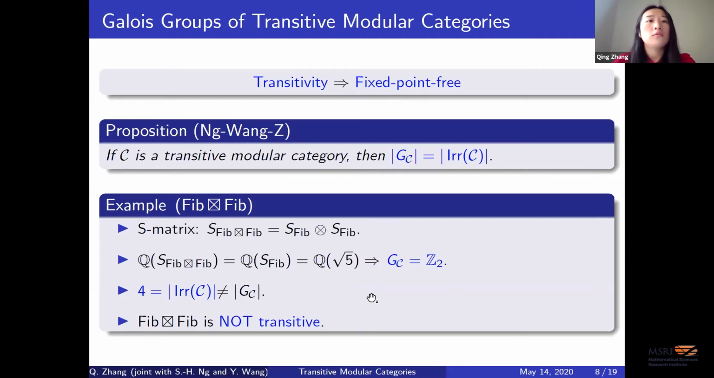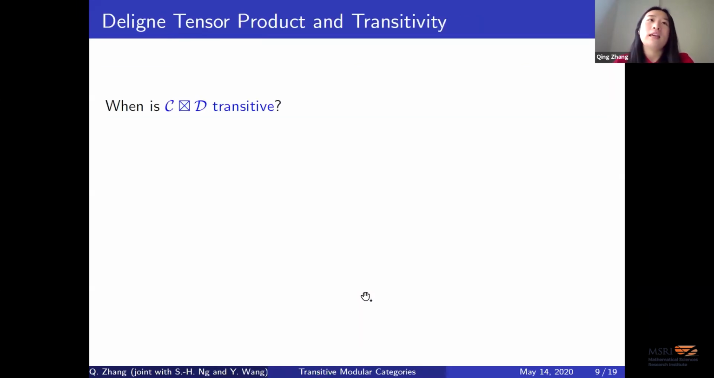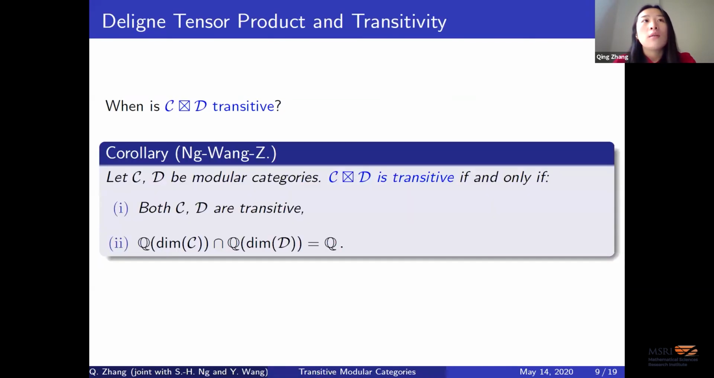So one question to ask here is when the delinked tensor product is transitive. And we answer this question by this corollary. Let C and D be modular categories. Then the delinked tensor product of C and D is transitive if and only if both of them are transitive, and the field extensions of Q adjoining the dimension of C and Q adjoining the dimension of D intersect trivially. So using this result, we can check when the delinked tensor product of two modular categories is transitive.